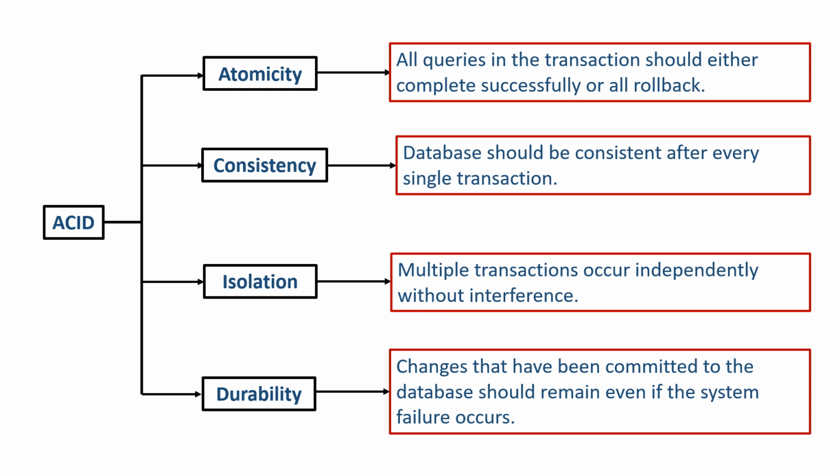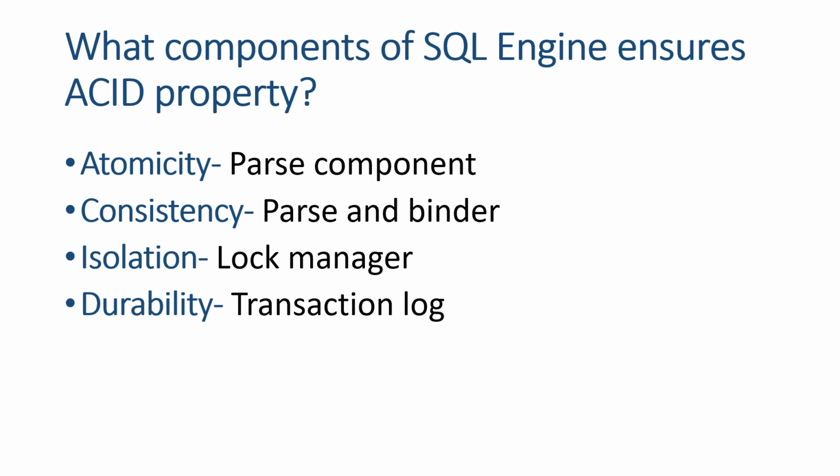That's durability. Now, what components of the SQL engine will ensure this ACID property? Atomicity is very easy to ensure. It is taken care of by the parser component inside the relational engine. Consistency is also very easy to ensure. It is taken care of by the parser and binder components inside the relational engine. If atomicity, isolation, and durability are ensured, consistency will automatically be ensured.